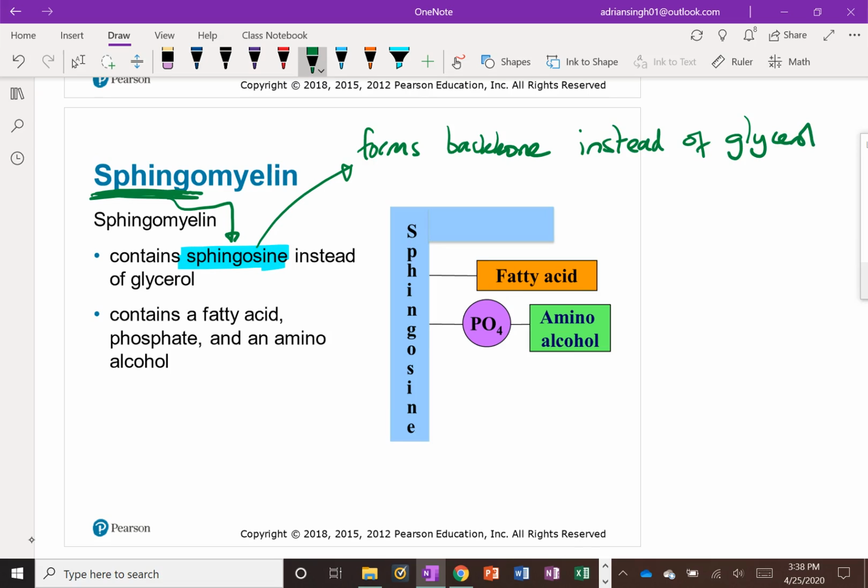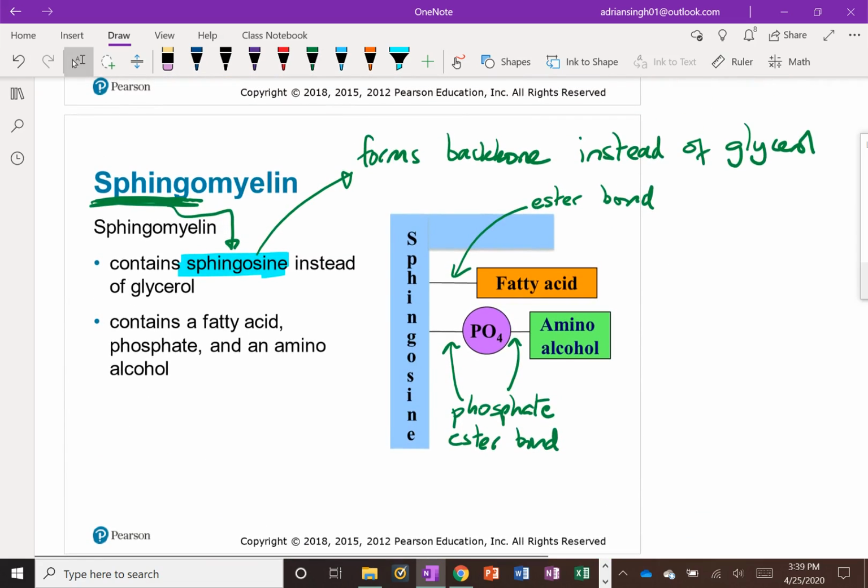It is still attached to one fatty acid by an ester bond. All right, so we're going to have that ester bond here. And the other part of it is going to look similar to what we just talked about previously. We'll have a phosphate attached to the sphingosine backbone by a phosphoester bond, or a phosphate ester bond. And on the other side of it, we have an amino alcohol. All right, so again, there's some similarities, but there are also a couple differences from the glycerophospholipids.